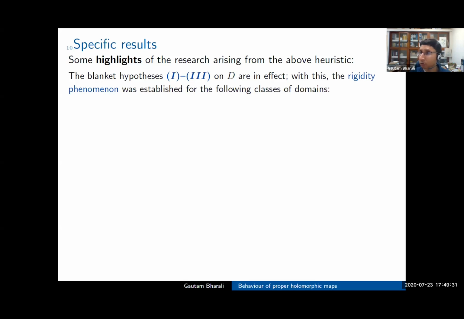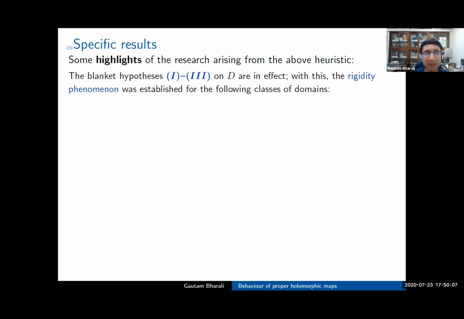Okay, so I outlined a heuristic. Some work needs to be done to execute step 1. Step 2 and step 3 are simply statements that are given which allow us to make sense of step 4, which is again where hard work is involved. All right, so given this heuristic, let's look at some results.